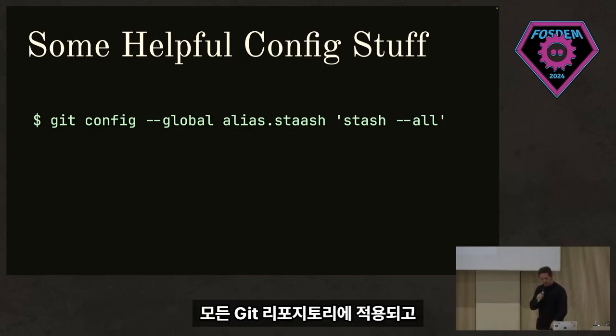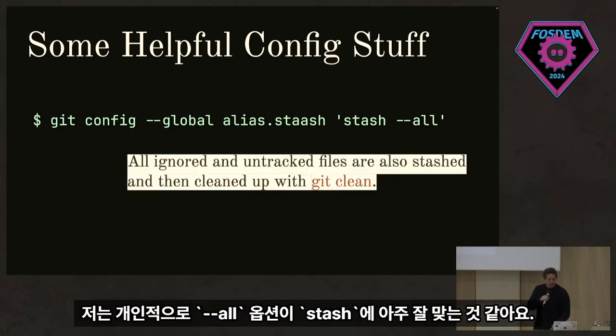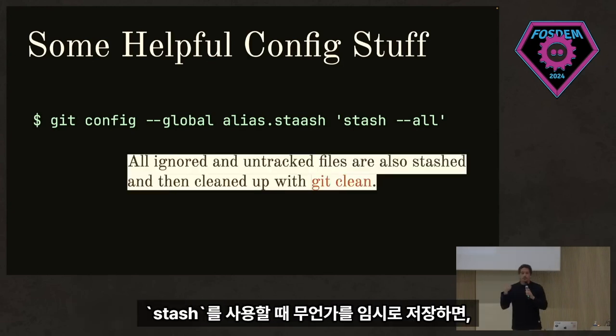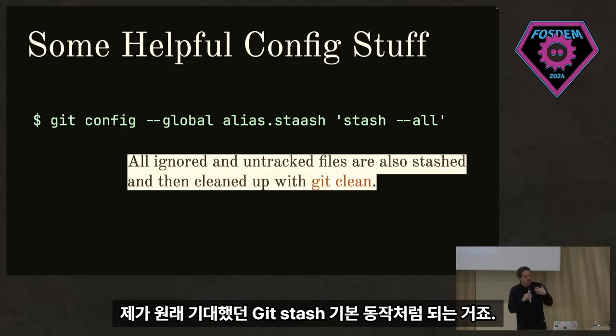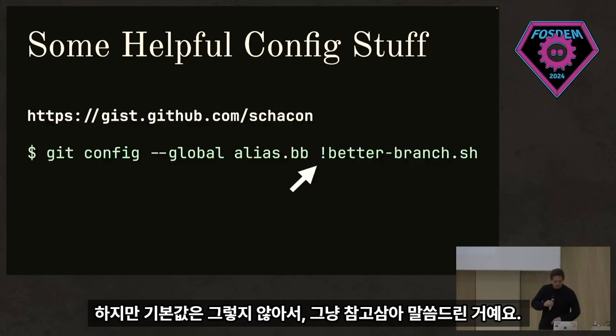And dash dash global makes it so that all of your Git repositories have that and not just the one that you're in. I actually like dash dash all for stash as well. This is kind of a side note, but if you use stash and you stash something, it kind of leaves it in a weird state. Dash dash all will take away sort of all of your untracked files and kind of do what I thought git stash would do by default, but doesn't. So just a side note.